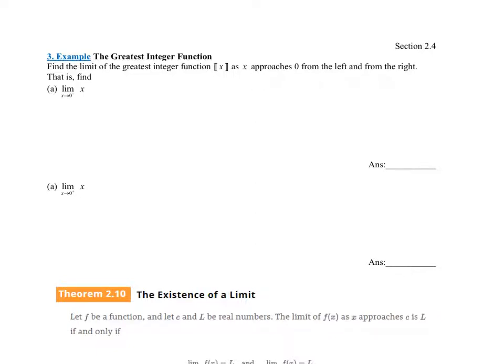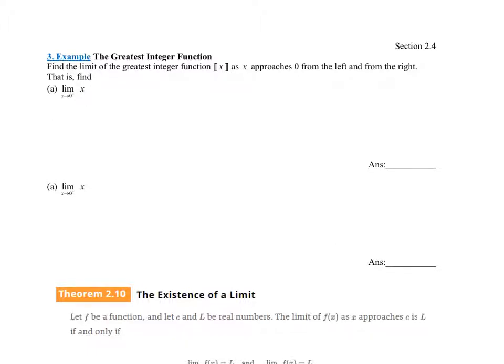So why do we care about the greatest integer function? Because it works really, really well with finding one-sided limits. It says find the one-sided limit of the greatest integer function, and then it shows that little symbol for the greatest integer function as x approaches 0 from the left and from the right.